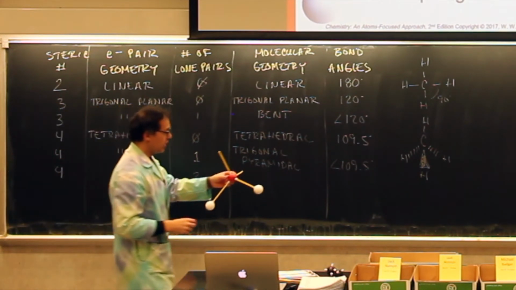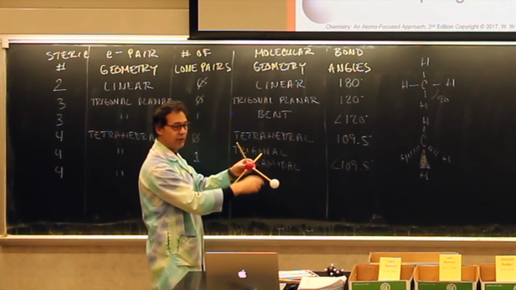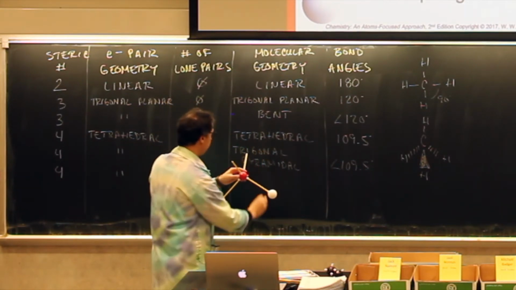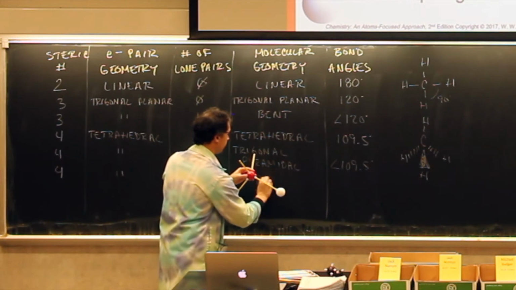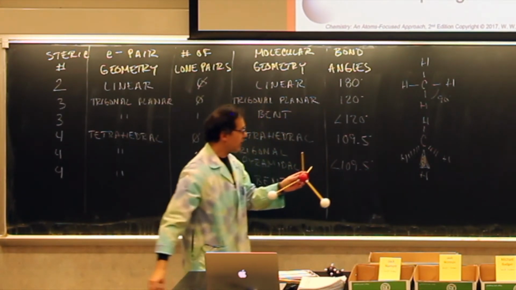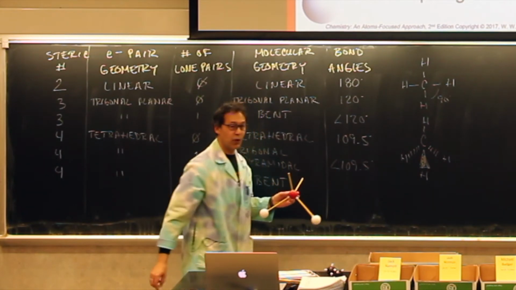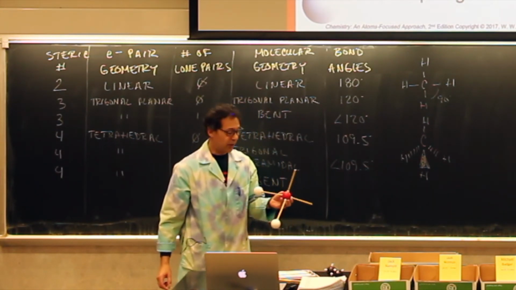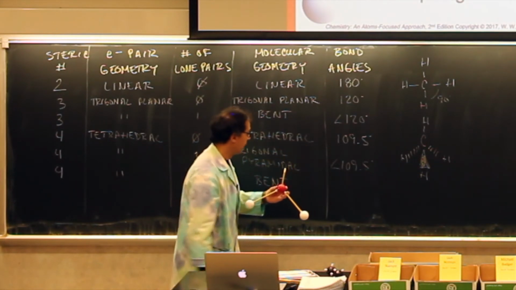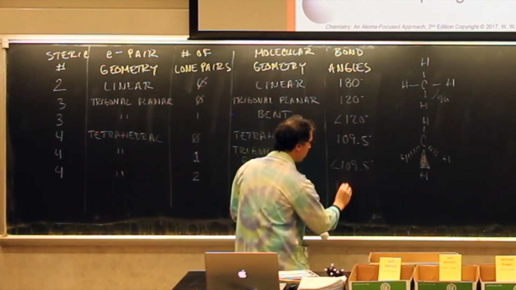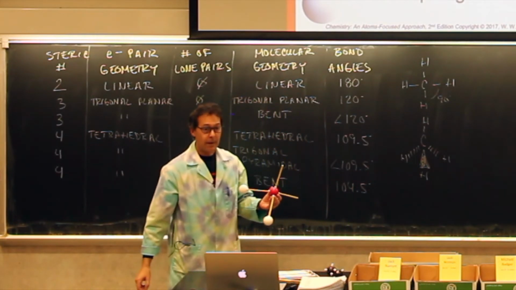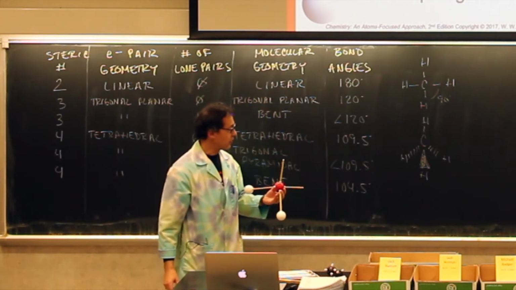And now our shape here, we've seen this one before. This is bent. And our bond angle is still less than 109.5. And for this one, it gets a little bit particular because this is what water would be. And so this would be 104.5 degrees. This is water.